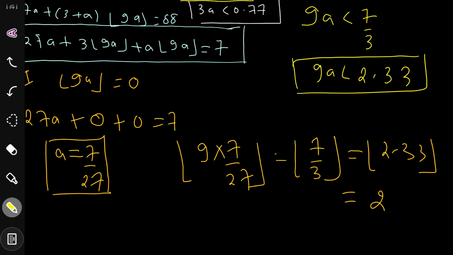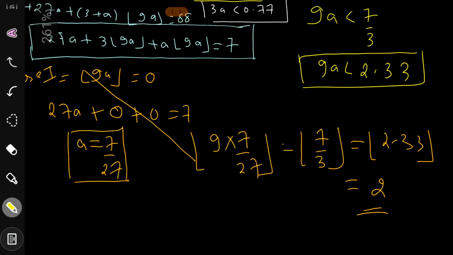So we can see that this is a contradiction, because when we take floor value of 9 times a equal to 0, we get a value for a. Now by putting the same value of a in that floor bracket, the answer is not coming 0, it is coming 2. So we can say that this case is wrong. This means the value 9 times a does not lie between 0 and 1.